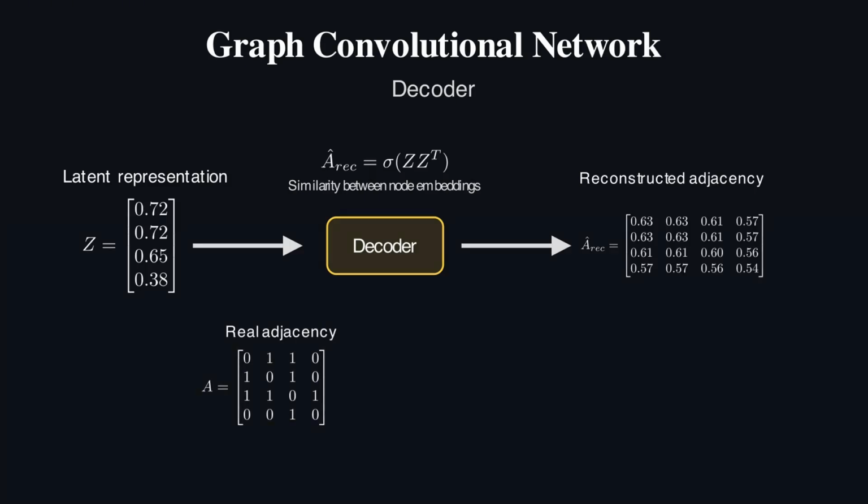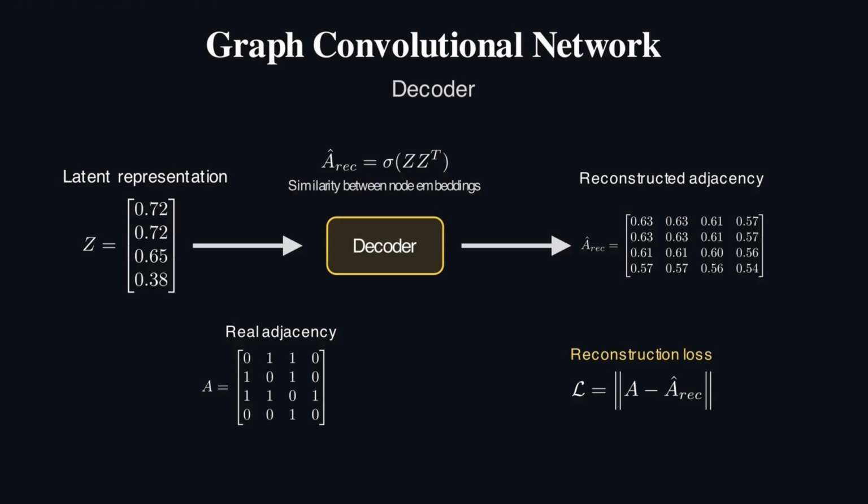Next, we compare this reconstructed matrix with the true adjacency matrix of the graph. This comparison is done using a loss function. The loss measures how different the predicted connections are from the actual ones. If the model assigns a high probability to a non-existing edge, it is penalized. If it assigns a low probability to an existing edge, it is also penalized. The objective is to minimize this difference.